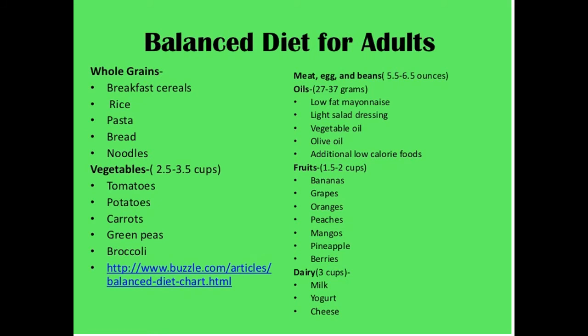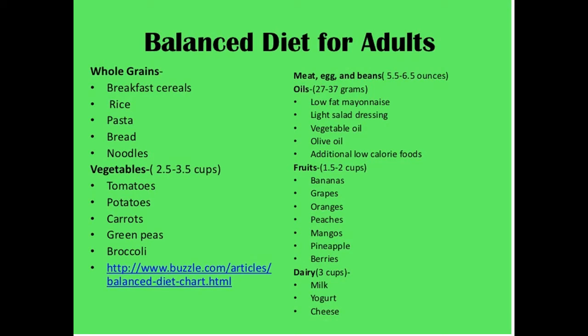Balanced diet plans for adults. What should we take? We should take whole grains, vegetables, meat, egg and beans, and oils. Then we should take fruits, and dairy, 3 cups. In what amount we should take them, we will discuss in this slide.